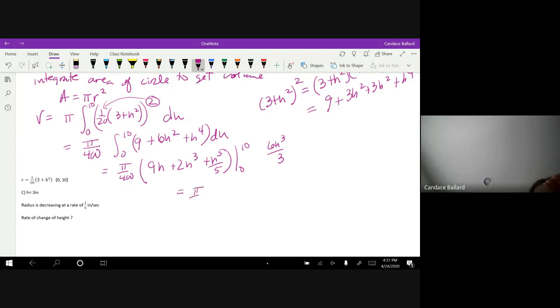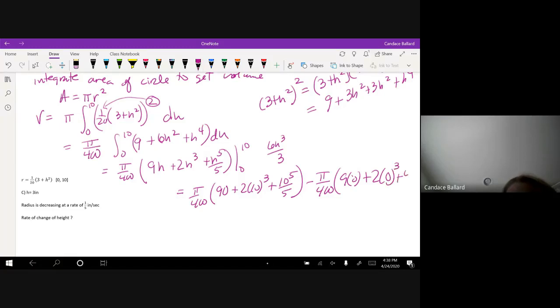So I've got pi over 400 times, I guess I could go, 9 times 10 is 90, plus 2 times 10 cubed, plus 10 to the 5th over 5. I'm definitely not doing 10 to the 5th power, even if I know I just have to add a bunch of zeros. I probably do not need to show the minus 0 part because everything's going to zero out, but if you do it, it doesn't hurt. They're not going to mark you down for it in any way. So plus 0, 0 to the 5th over 5. It's still correct.